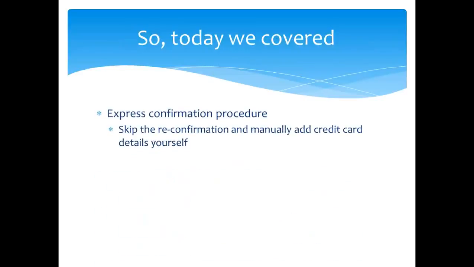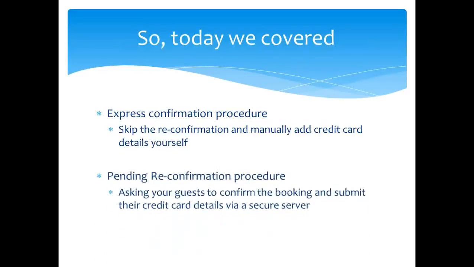We talked about how to manually add credit card details to create that mysterious billing token, how to check transactions that have been processed within the booking, how to check if payments have been made to you using your availability account. And we talked about two different booking procedures, the express confirmation procedure, so confirming the booking yourself and then manually creating that billing token, or asking your guests to create that billing token and confirm the booking.